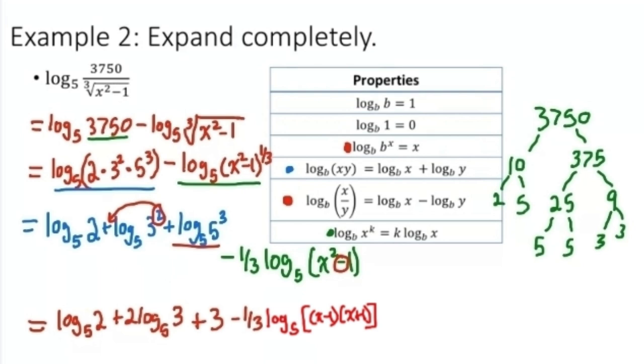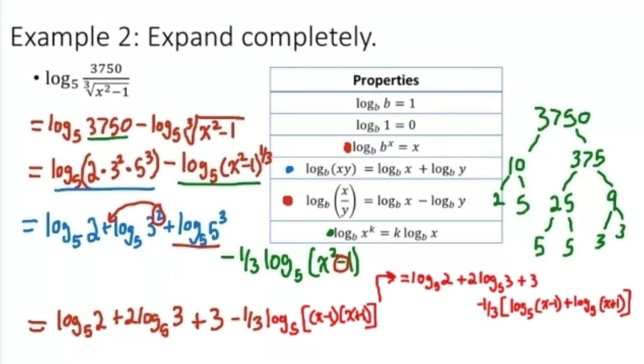However, be very careful. Because log base 5 of x minus 1 times x plus 1 is being multiplied by negative 1/3, we need to put grouping symbols of some kind around the log base 5 of x minus 1 plus log base 5 of x plus 1 to indicate that that sum has to be multiplied by negative 1/3 as well.